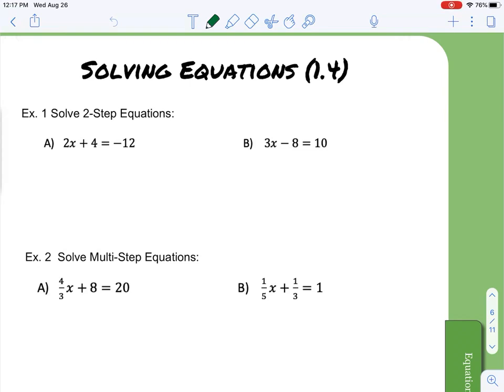Hello all, today we are covering 1.4, solving equations. So this is a review from Algebra 1. We're first going to start with solving two-step equations. We need to solve using reverse order of operations.